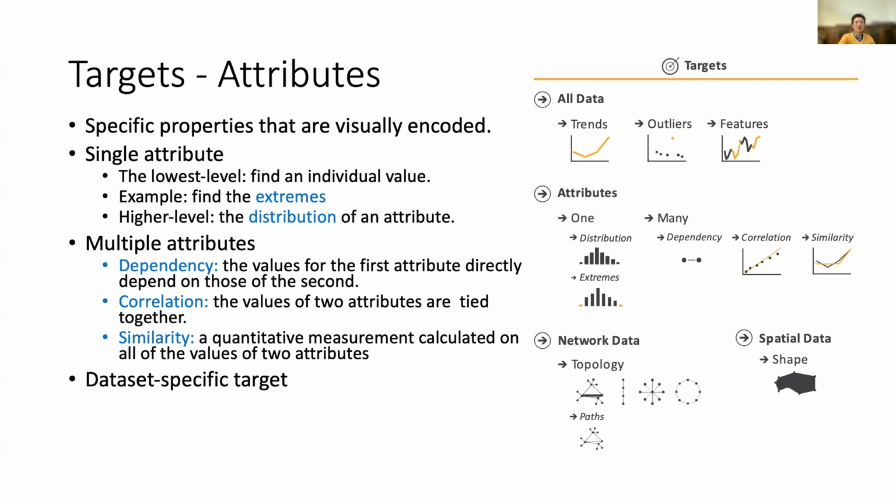Okay, and there's also these data-specific ones. So the data and attributes ones apply to all data types, but for network, you can look at, say, how different things are connected, or how many connections a data point has. So these are unique to network data. And then for spatial data, you might look at the shapes or the areas in the data. Again, these are things unique to this particular dataset type.